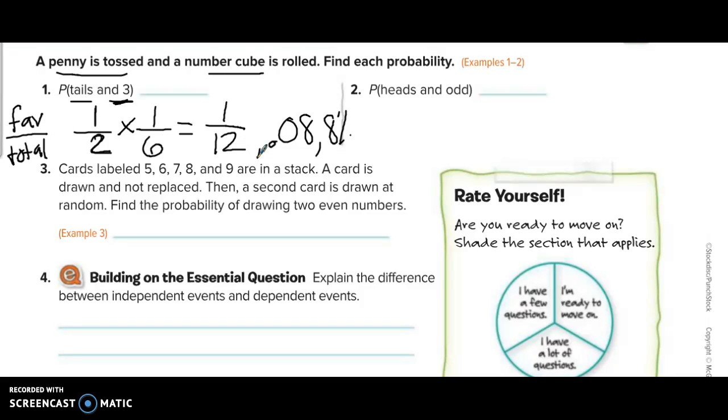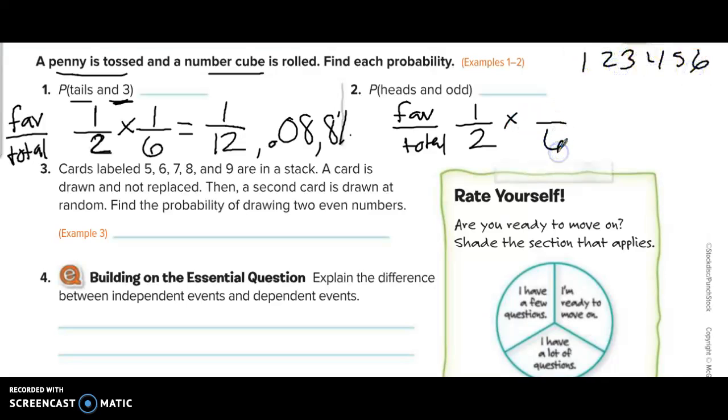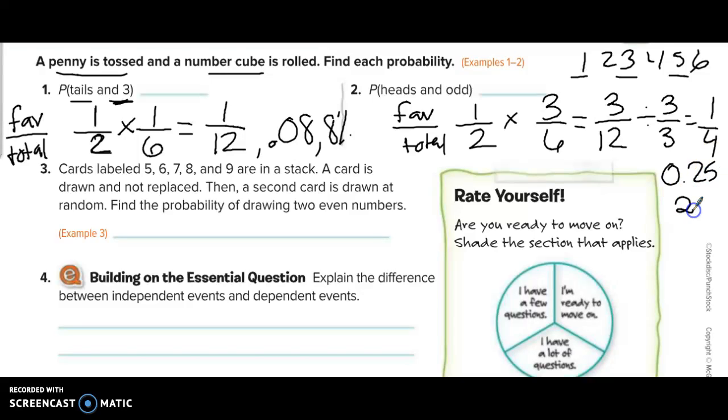Okay, number 2, probability of heads and an odd number. Remember, we're always going to do our favorable over our total. So my favorable, I have 1 option that is heads out of 2 options on my penny, heads or tails. Times, on a dice, you have the options of 1, 2, 3, 4, 5, or 6. So I have 6 total options, and I have 3 options that are odd. So 1 times 3 is 3, and 2 times 6 is 12. I can then reduce this into 1/4, which as a decimal is 0.25 and 25%.